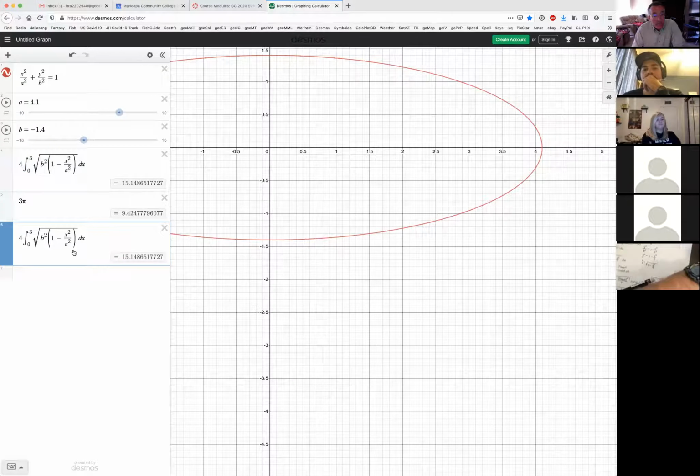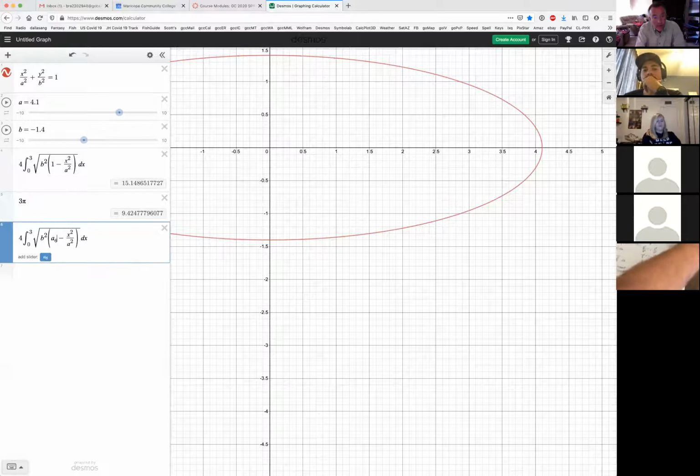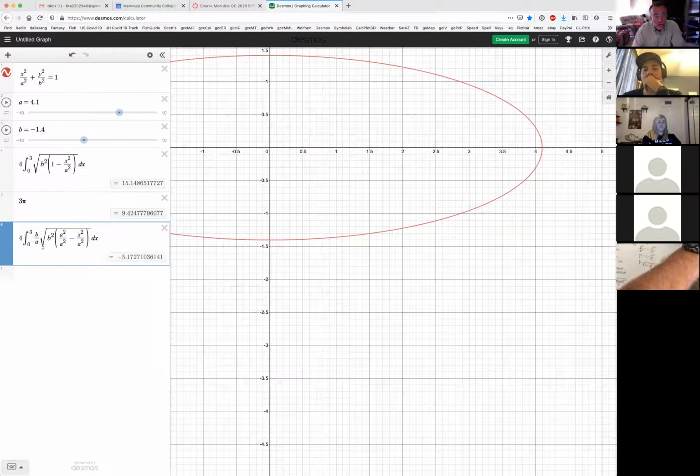I might factor out this a squared by putting an a squared right there over, right, a squared. Now I've got an a squared in the bottom, so I'm going to factor it out. I'm going to put it with this b squared and pull them all the way out to the front. So I'm going to get b over a. I don't need the parentheses, I don't think. B over a. That gets this b squared out, yes?